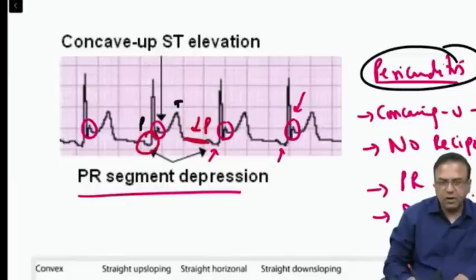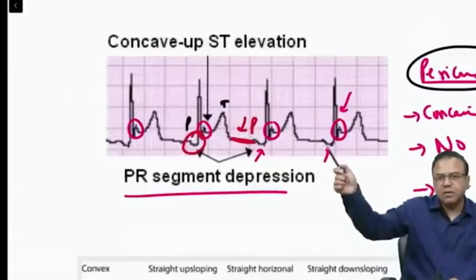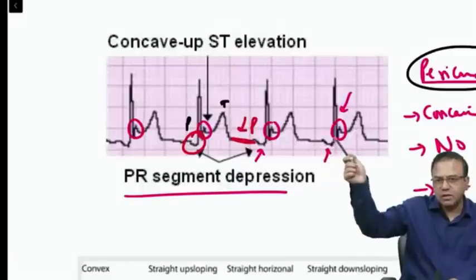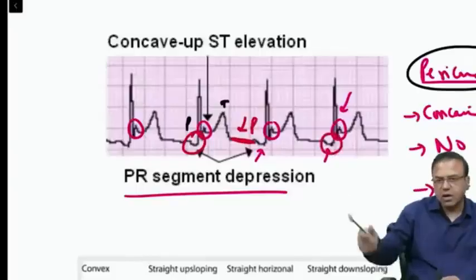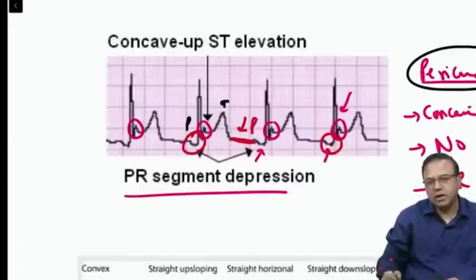If the PR segment, what is PR segment? After the P wave, the baseline, this PR segment is decreased compared to baseline. If this is the baseline, this is low. So a decreased PR segment, okay, you can make out a depressed PR segment is a feature of pericarditis.